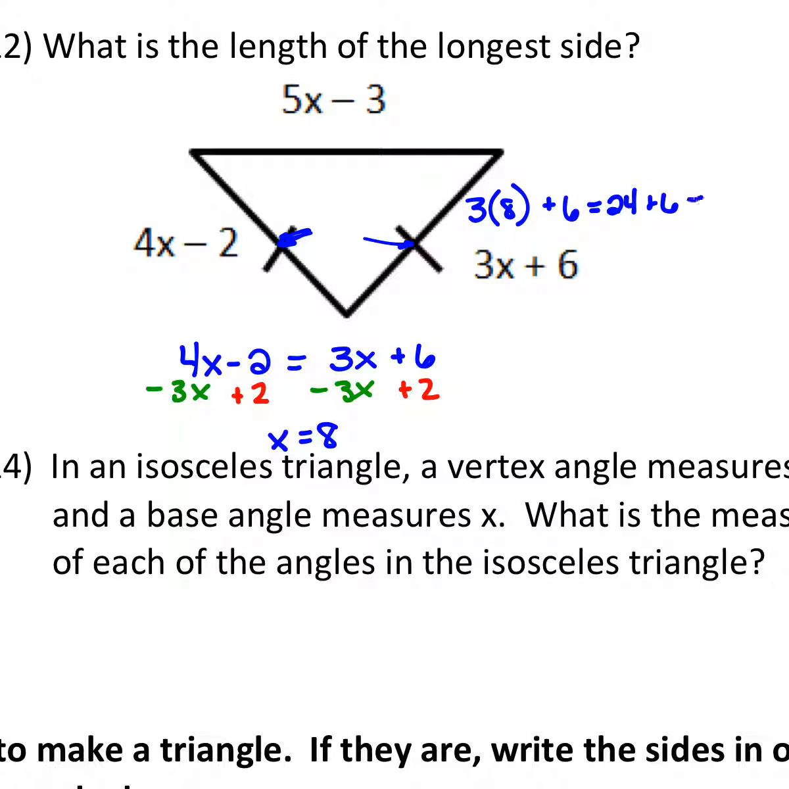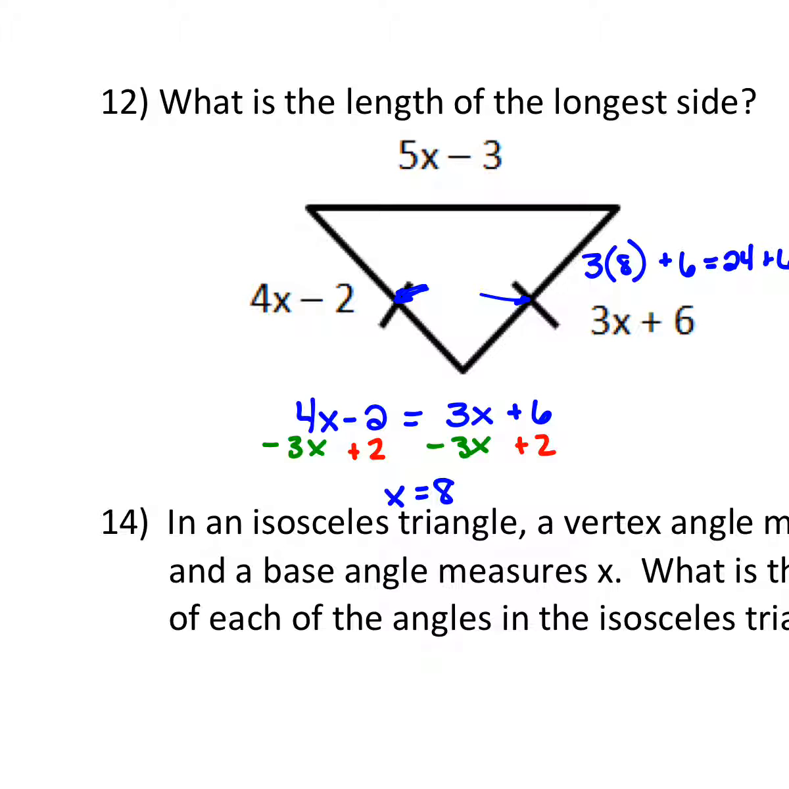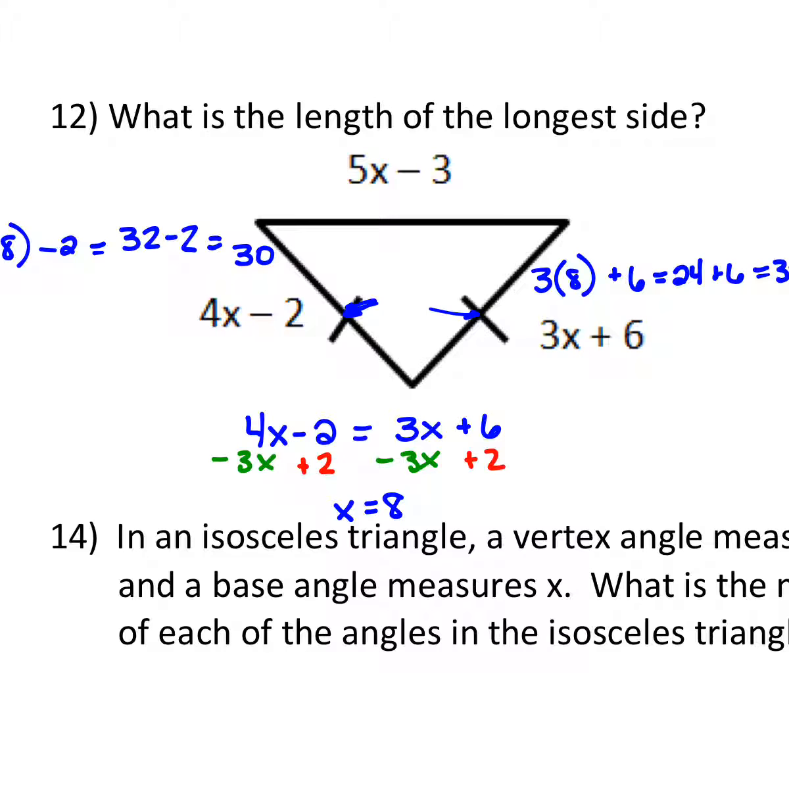Now, if I've done my math correctly, when I plug 8 in for x on this left side, it should also equal 30. Let's cross our fingers and hope that's what happens. So 4 times 8 minus 2 is 32. Minus 2 is 30. Well, hallelujah. Okay, so we're good. We've proven our isosceles triangle. We got the math that backs us up.